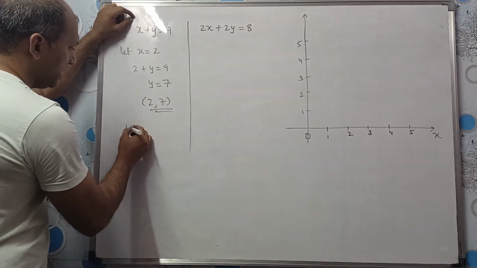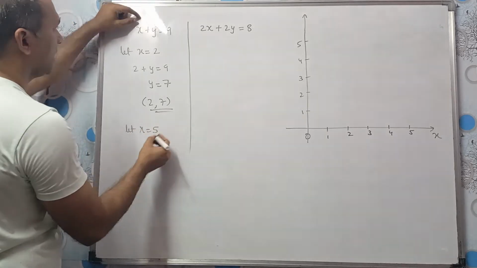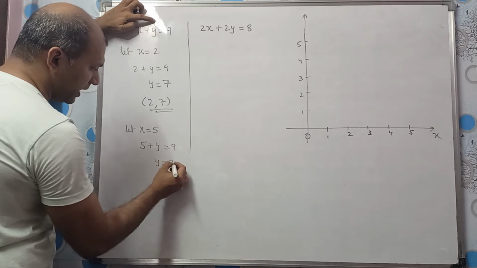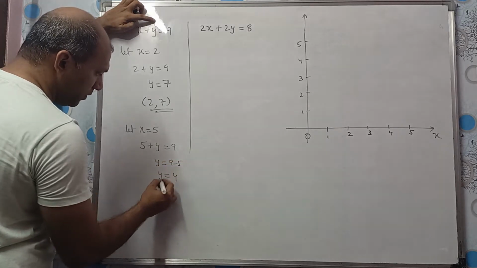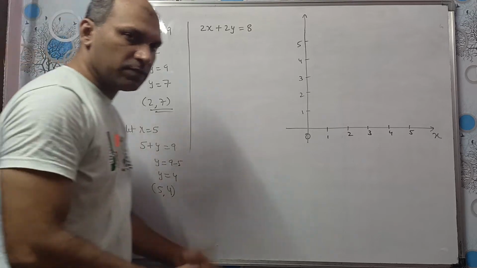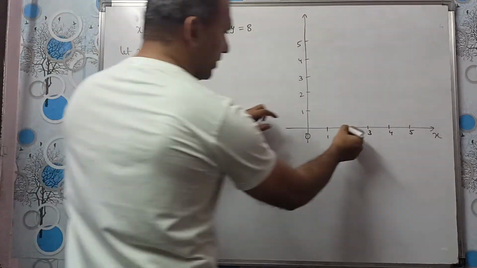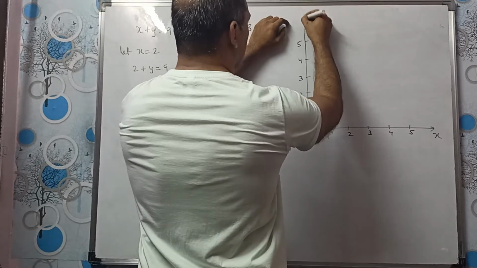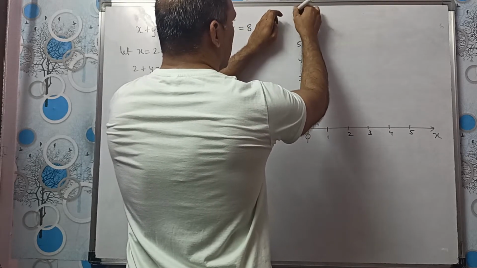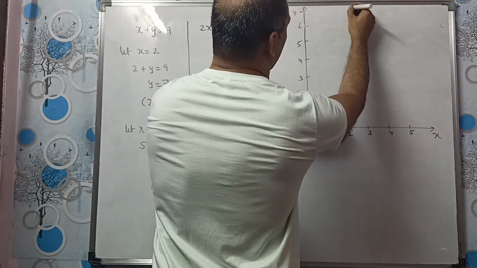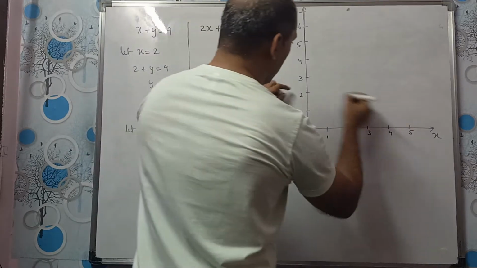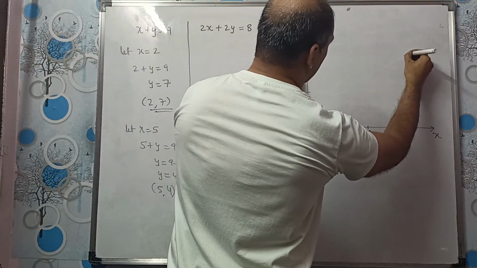Okay, let us take x is equal to, let us take some 5. So we'll have 5 plus y is equal to 9. Y will be 9 minus 5, it will be equal to 4. 5 comma 4. So let us plot these 2 points. 2 comma 7. 7 I did not draw, right? 6 and this is 7. So 2 comma 7 will be here. Alright? And 5 comma 4. So 5 comma 4 is here.